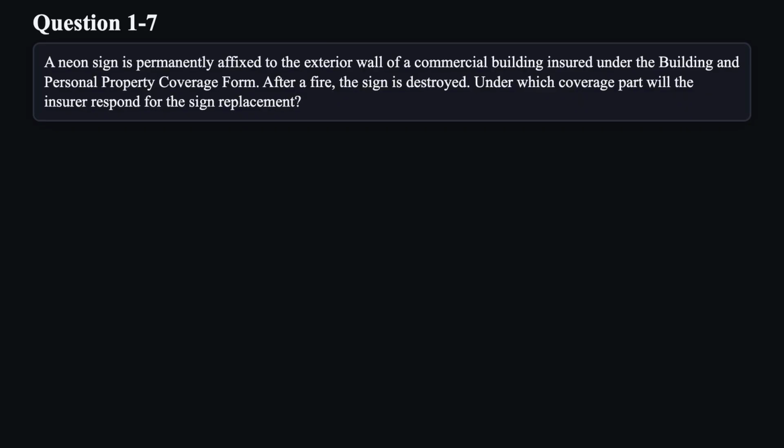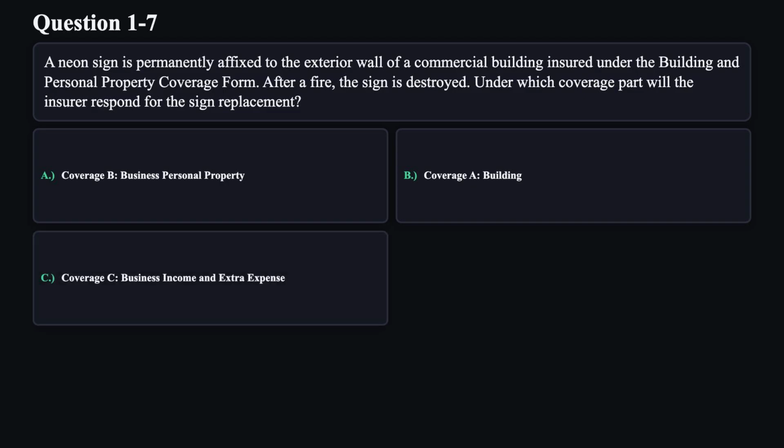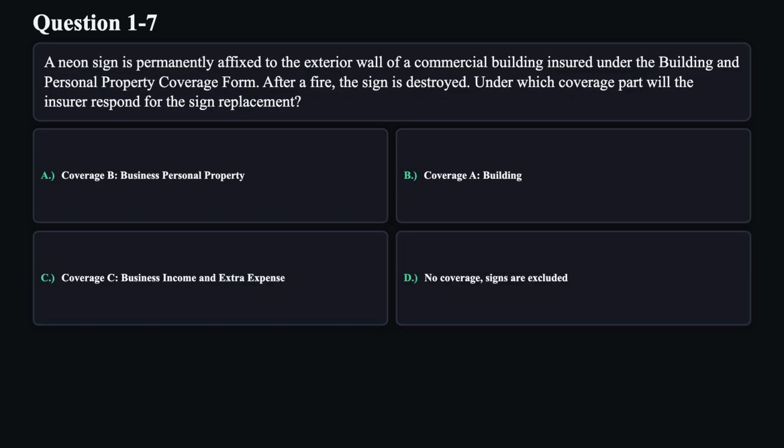Question 7. A neon sign is permanently affixed to the exterior wall of a commercial building, insured under the Building and Personal Property Coverage Form. After a fire, the sign is destroyed. Under which coverage part will the insurer respond for the sign replacement? A. Coverage B. Business personal property. B. Coverage A. Building. C. Coverage C. Business income and extra expense. D. No coverage. Signs are excluded.